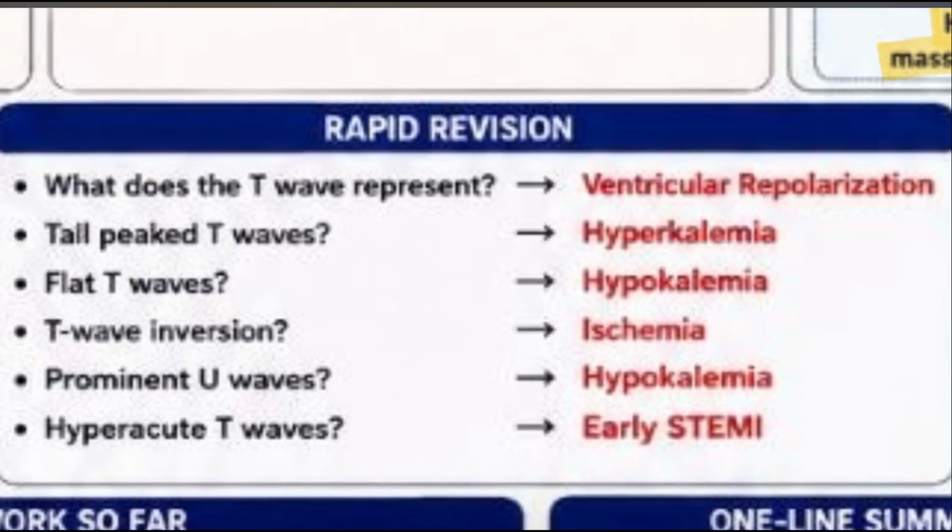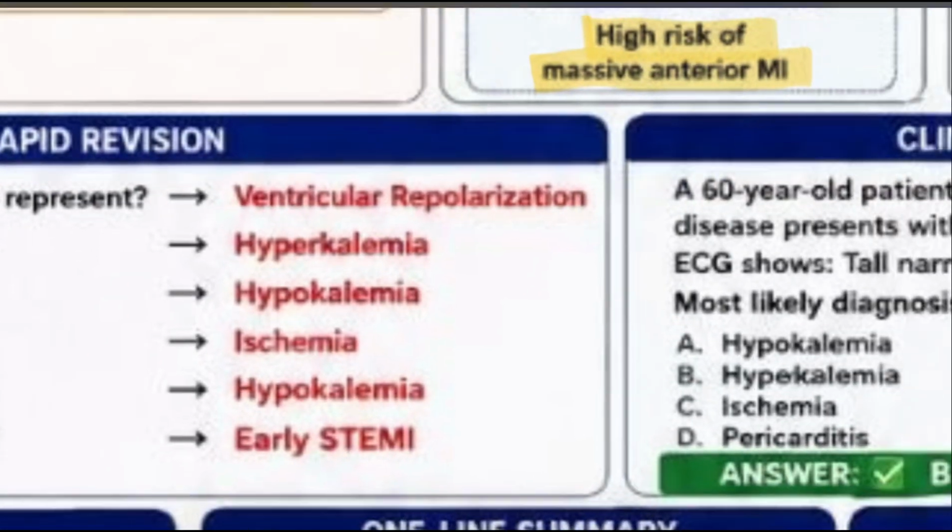Okay. Next, you can see here rapid revision. In rapid revision, what does the T wave represent? It represents ventricular repolarization. A tall peaked T wave will be hyperkalemia. A flat T wave will be hypokalemia. T wave inversion will be ischemia. A prominent U wave, you can say hypokalemia. A hyperacute T wave, we can suspect early STEMI.